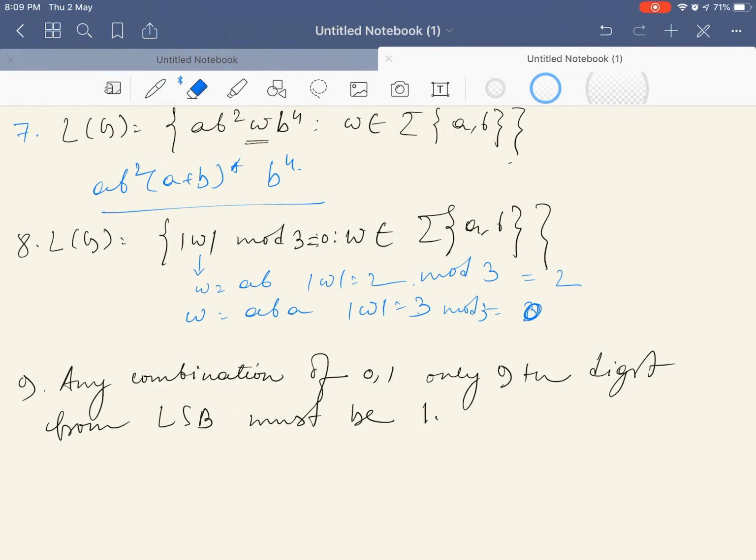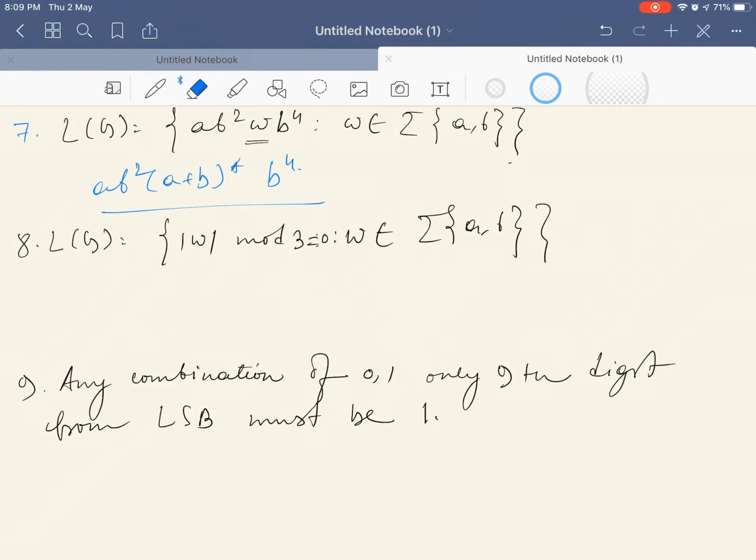So when will we get the value equal to 0? If it is an integral multiple of 3. If the length is 0, in that case mod omega mod 3 will be 0. If the length is 3, mod omega mod 3 will be 0. If the length is 6, mod omega mod 3 will be 0. So in this way we will get the different strings. Now how to confirm that?